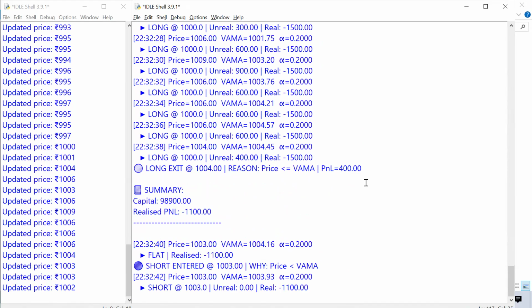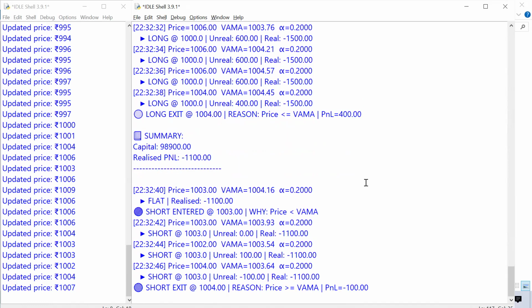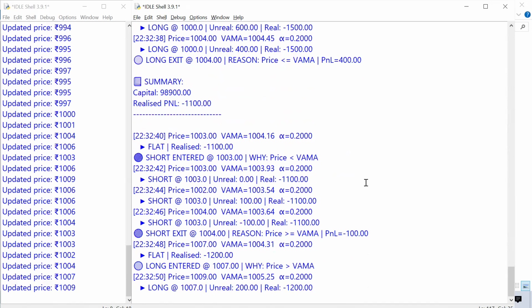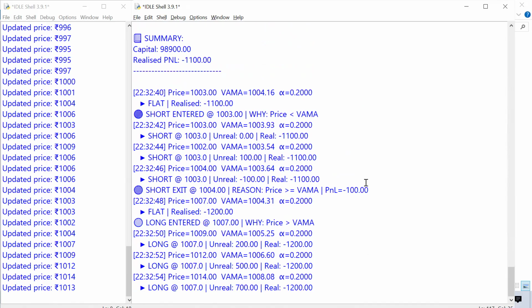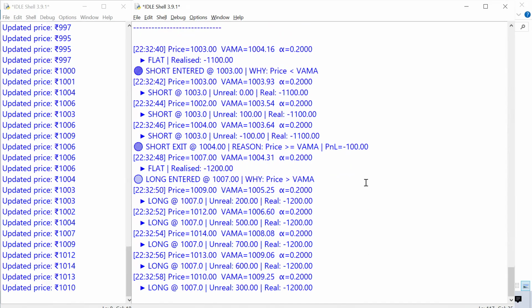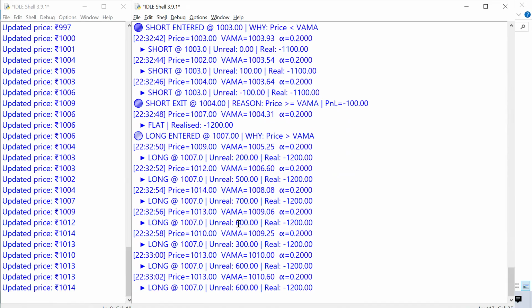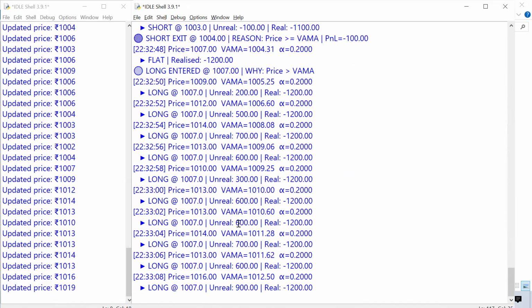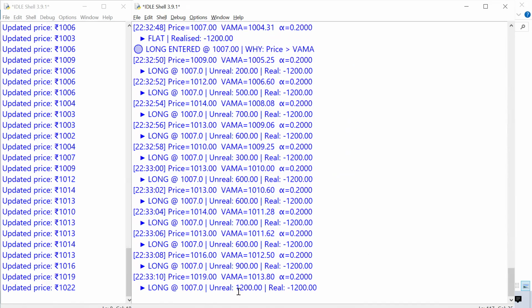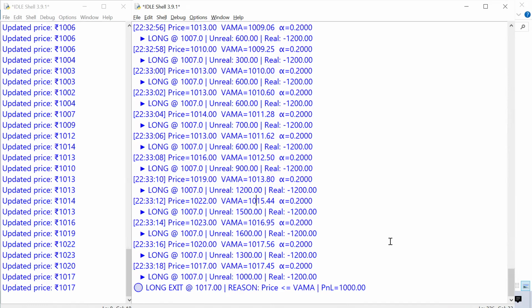Okay, we have the short entry at 1003. Okay, we book one profit for sure. Okay, we have the long position at 1007. We are not booking this. See here, it's continuously showing a level of profit. If you just change a small part in the algo, like you can book 0.05% or you can book 1% also. See, we are getting a good profit, but we are not booking this because I just want to run it till the price comes below VAMA.